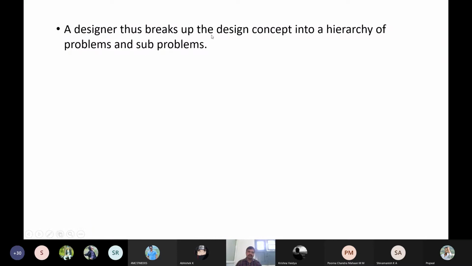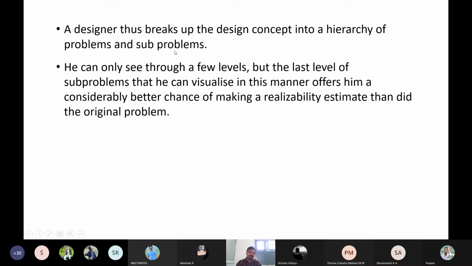A designer thus breaks up the design concept into a hierarchy of problems and sub-solutions. You will understand it when you look at the design tree and the morphological table. You can understand it better. A designer can only see through a few levels, but the last level of sub-problems that he can visualize in this manner offers him a considerably better chance of making a realizability estimate than did the original problem.